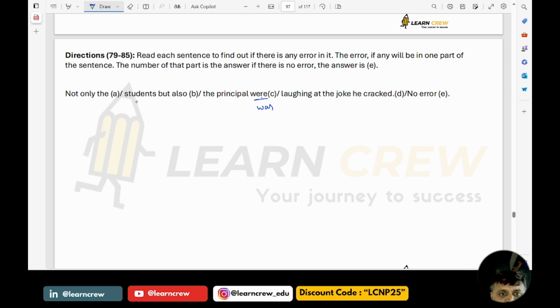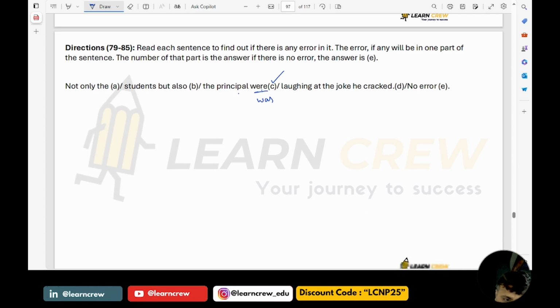Here the first subject is students, plural, and the second subject is principal. The verb has to agree with the second subject, meaning principal. So it should not be plural, it has to be singular, so it has to be was, because it is past tense. So the answer is C, the error part. Were has to be replaced with was.